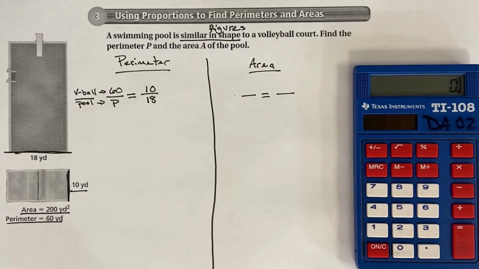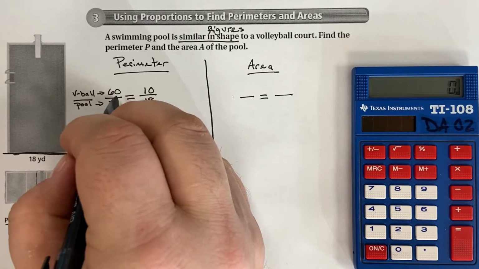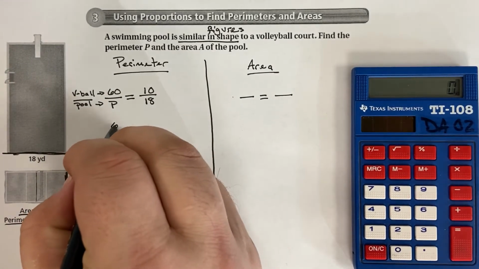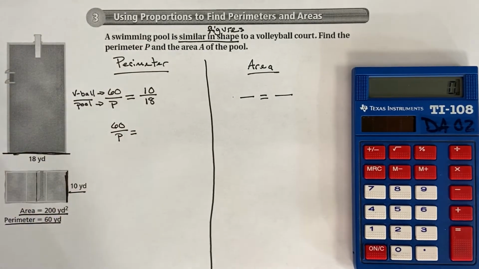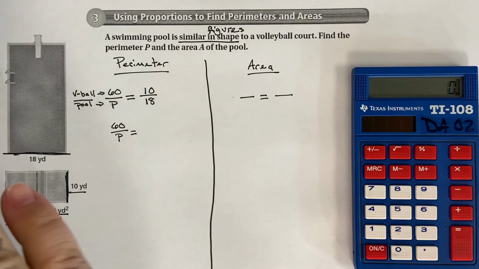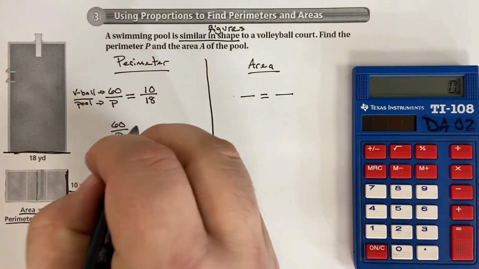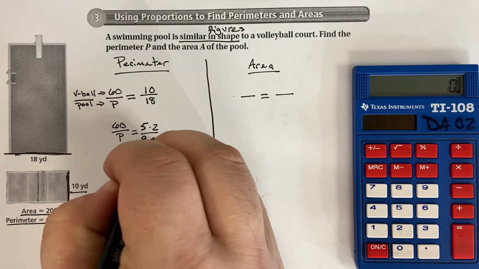So I'm going to take the information that I now have, which is a proportion, and know that I can cross multiply. However, before I do, I like to simplify first. Anytime I can simplify a fraction, I'm not going to wait till the end. I'm going to go ahead and simplify. So this is the same as 5 times 2 over 9 times 2.